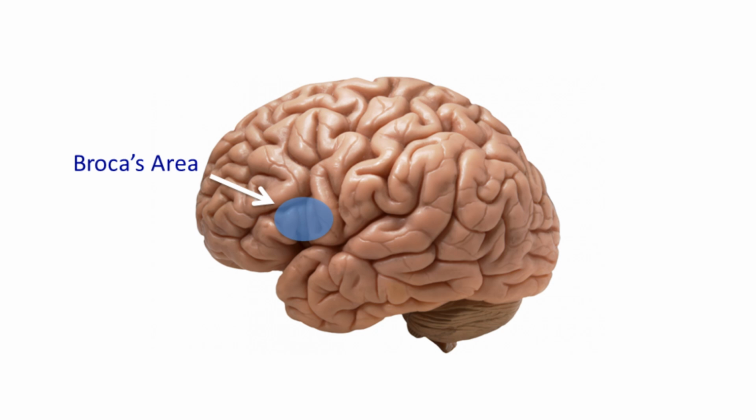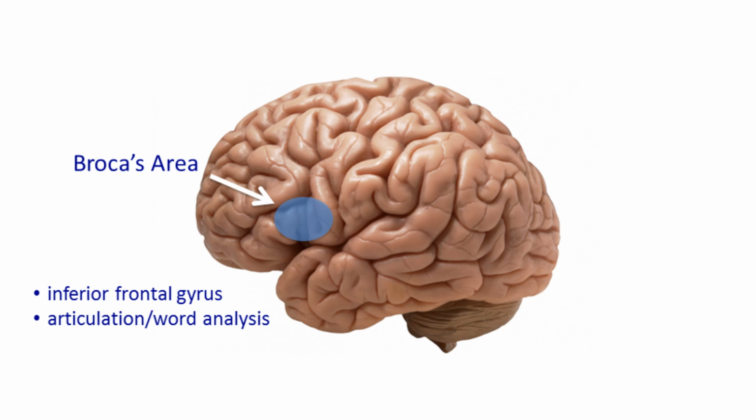Broca's area is located in the frontal lobe of the brain, usually in the left hemisphere. This area, also known as the inferior frontal gyrus, is important for organization, production, and manipulation of language and speech.